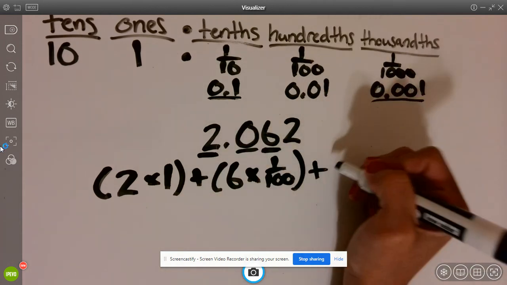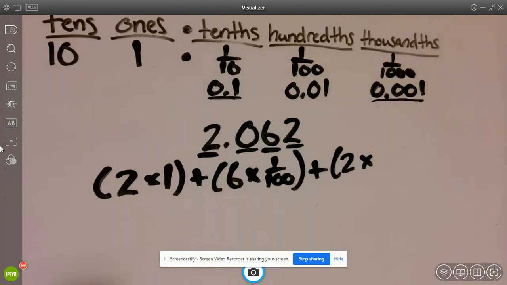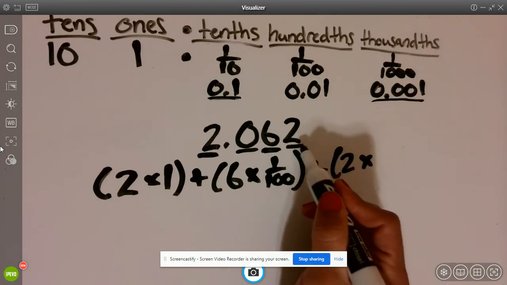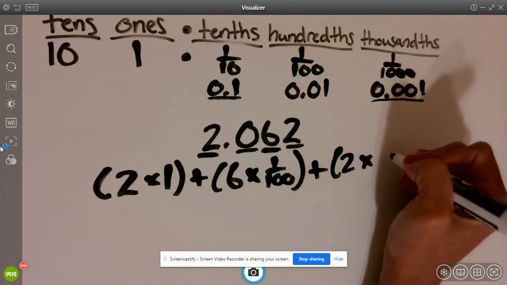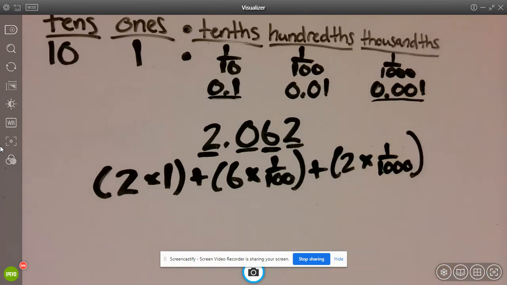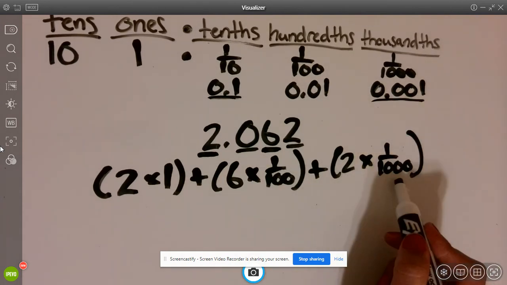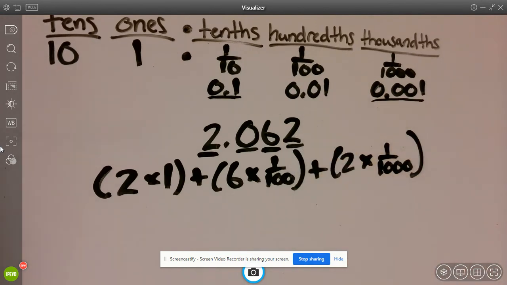Plus, my next number is a 2 times, okay, my 2 is in the thousandths place value, so writing it as a fraction is 1 over 1,000. 2 times 1 over 1,000 gets you 2 in the thousandths place value.